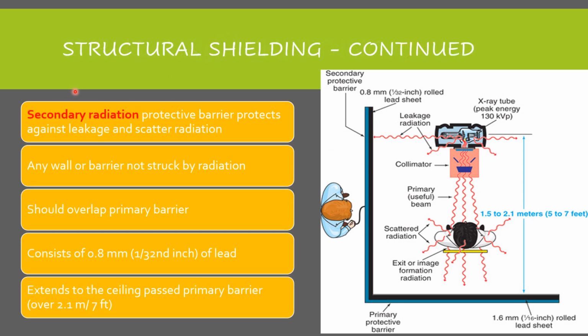Structural shielding. The secondary radiation protective barrier protects against leakage and scatter radiation. Any wall or barrier not struck by primary radiation should overlap the primary barrier. It consists of 0.8 millimeters or 1/32 inch of lead. It extends to the ceiling past the primary barrier over 2.1 meters or 7 feet high.